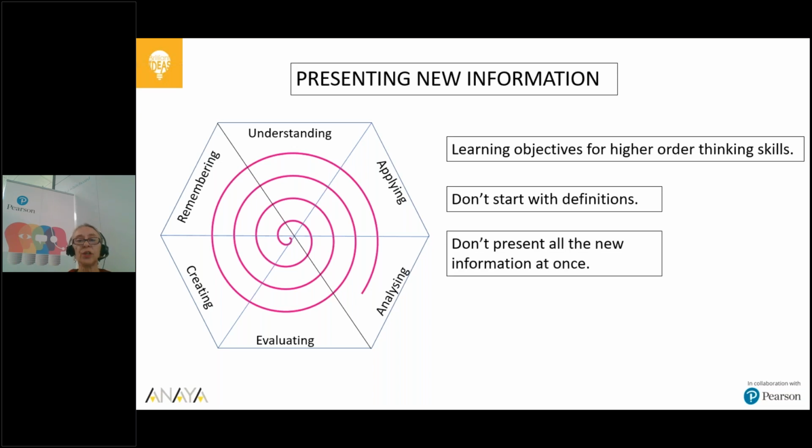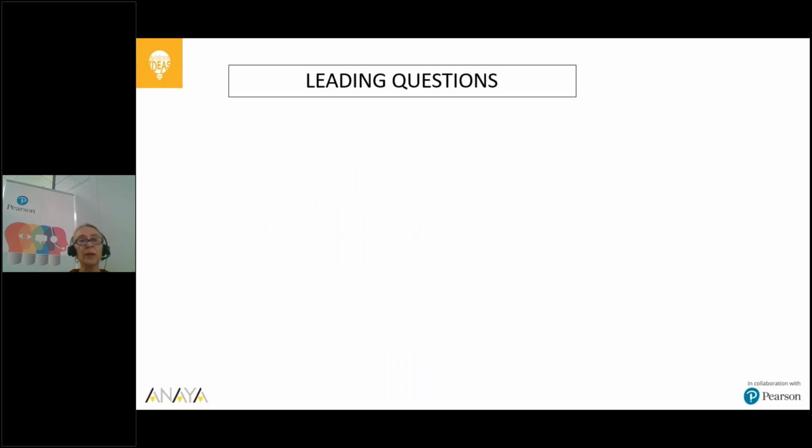Don't present all the new information at once. I call this front loading. Don't front load the information. It needs to be broken up into chunks that students can manage and deal with. And you need to break it up with questions. Keep stopping and asking leading questions.